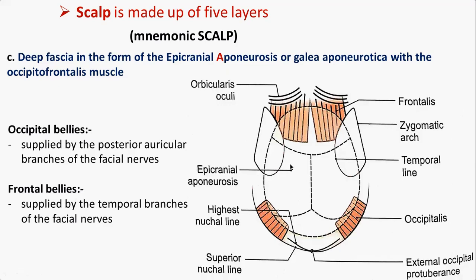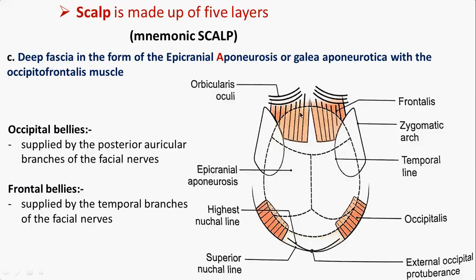The epicranial aponeurosis extends posteriorly up to the nuchal line, that is, the superior nuchal line. Okay, so here this is the epicranial aponeurosis. Here will be attached, anteriorly, the frontal belly.